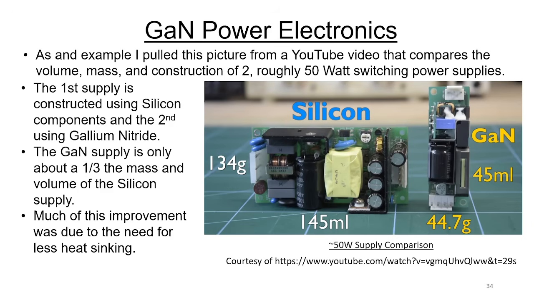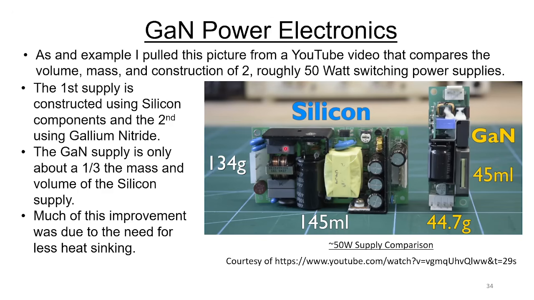As an example, I pulled this picture from a YouTube video that compares the volume, mass, and construction of two roughly 50-watt switching power supplies. That YouTube video is shown down below here. The first supply is constructed using silicon components, and the second supply using gallium nitride components. The gallium nitride supply is only about 1/3 the mass and 1/3 the volume of the silicon supply, and much of this improvement is due to the need for less heat sinking.